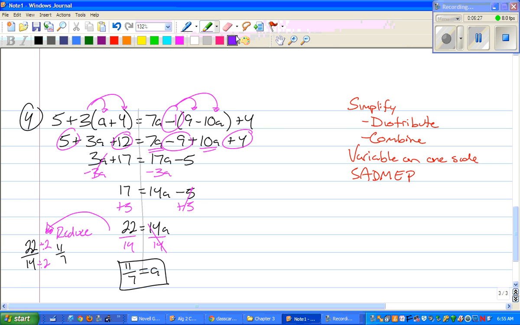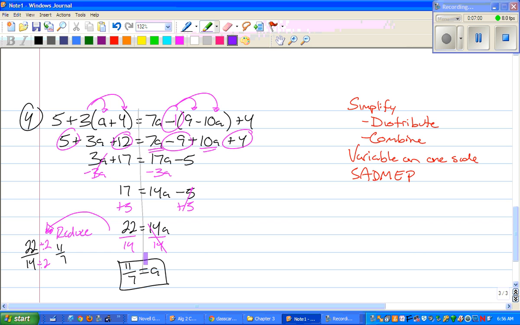Okay, and there's the answer. So just make sure when you distribute, to remember 3 times 4 is 12, -1, distribute, combine your like terms, the 5 and the 12 give you 17, the 7a and the 10a is 17, the -9 and the 4 is -5. Get your variable to one side and you get 14. Start doing SADMAP. 22 over 14, we can reduce that by 2, and we get 11 over 7.